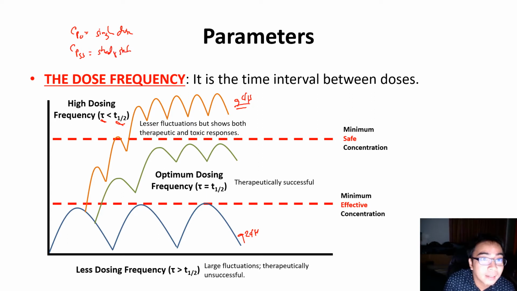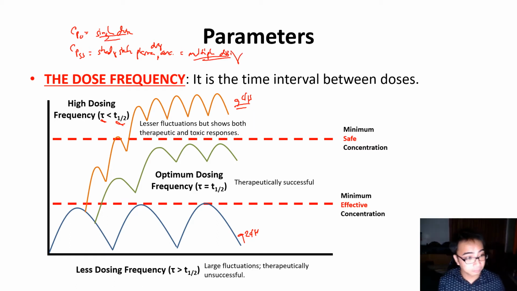Steady state plasma drug concentration, singit na natin. Drug concentration. Okay, this is usually the term used class for multiple dosing. Okay, so single dose versus multiple dose.